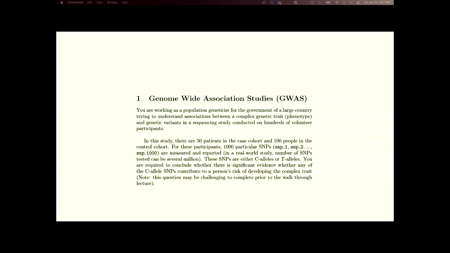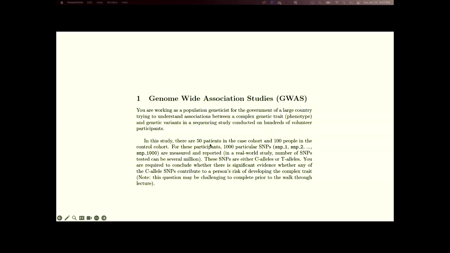So let's imagine a fake scenario. You are working as a population geneticist for the government of a large country, trying to understand associations between a complex genetic trait, a phenotype, and genetic variants in a sequencing study conducted on hundreds of volunteer participants.